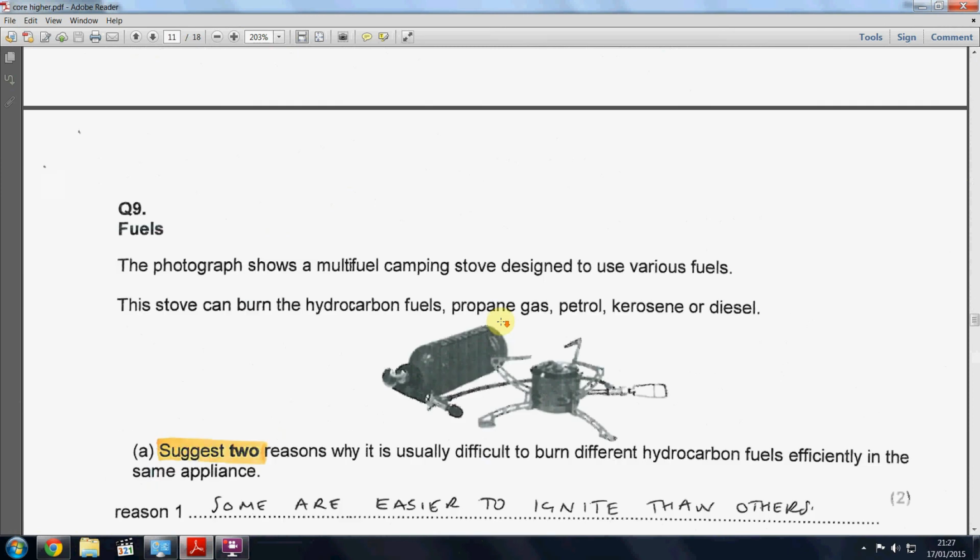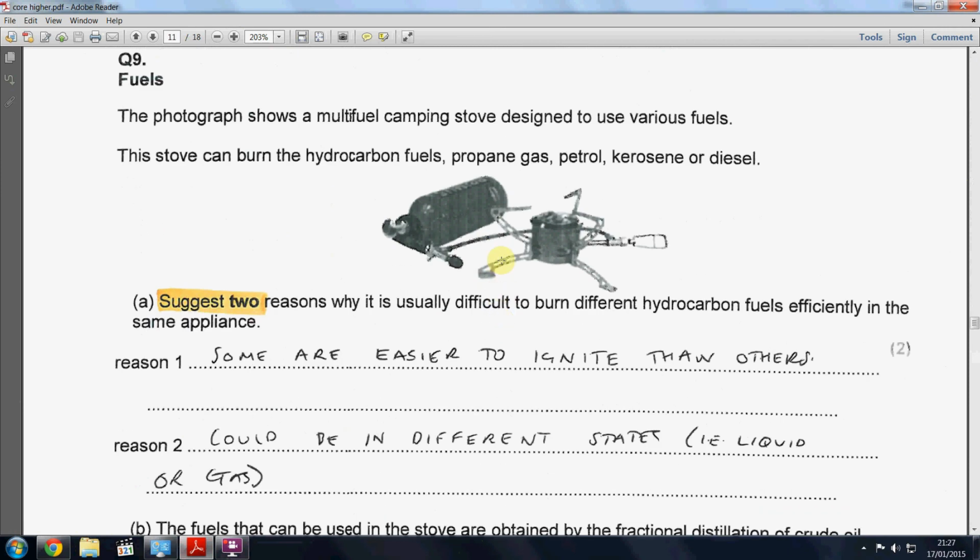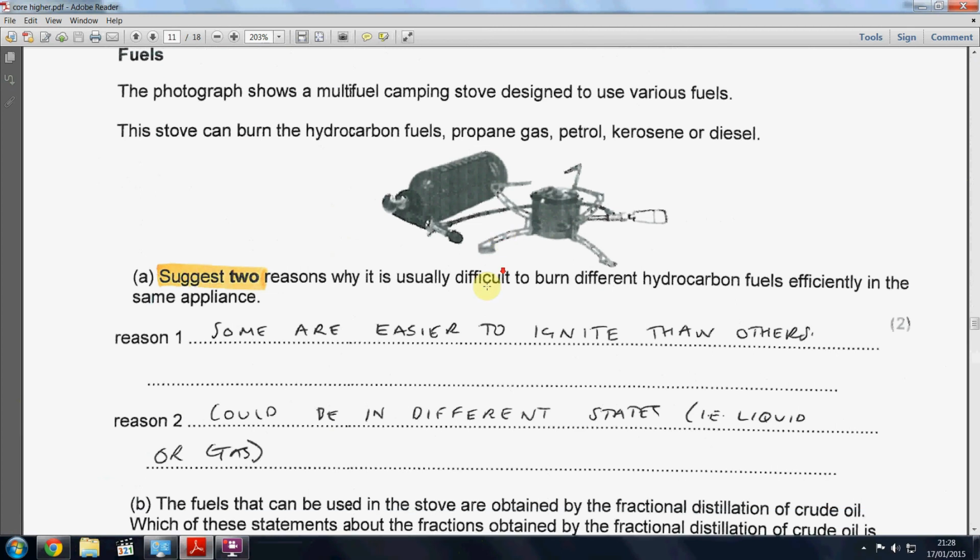Okay, carrying on then as quick as we can. 9. Fuels. The photograph shows a multi-fuel camping stove designed to use various fuels. The stove can burn the hydrocarbon fuels propane, petrol, kerosene, or diesel. And it's told you that propane is a gas. Hopefully you know that petrol and diesel at least are liquids, and kerosene is also a liquid as well. Suggest 2 reasons why it is usually difficult to burn different hydrocarbon fuels efficiently in the same appliance. 2 answers for this.